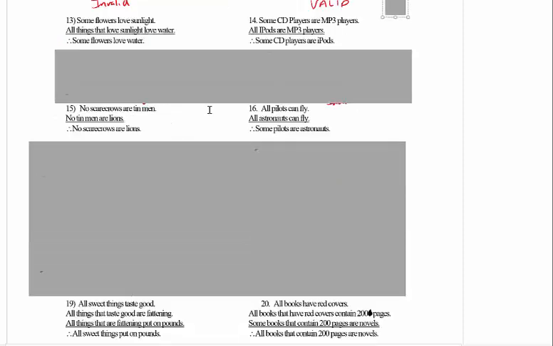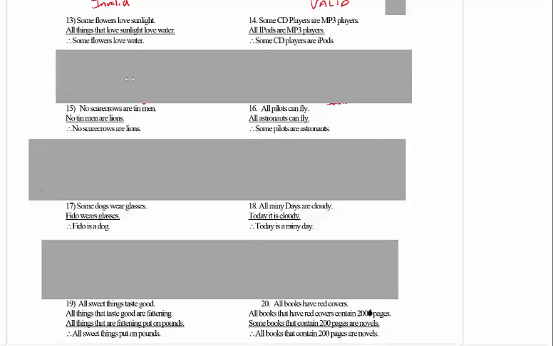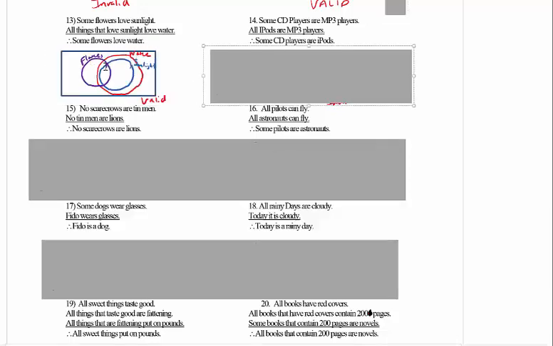All right, go ahead and do 15 and 16. Sorry, 13, 14, 15, and 16. So looking at number 13, some flowers love sunlight, so that's the purple and the blue circle overlapping. All things that love sunlight love water, so first is inside the second. And so in this case, again, this is similar to the one that was number 12. Same idea, just different words.